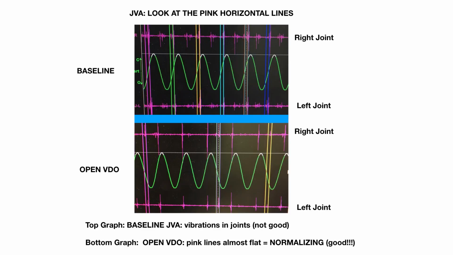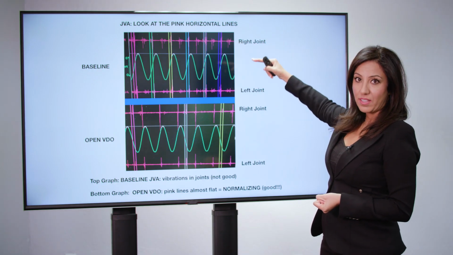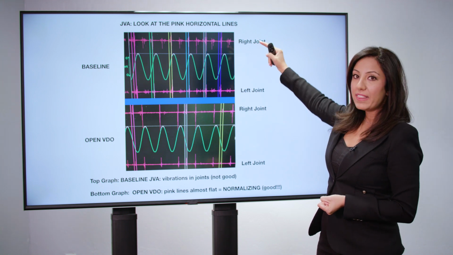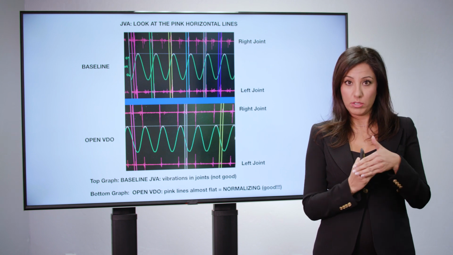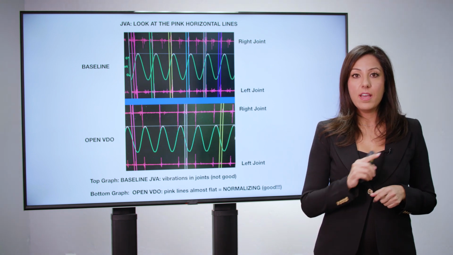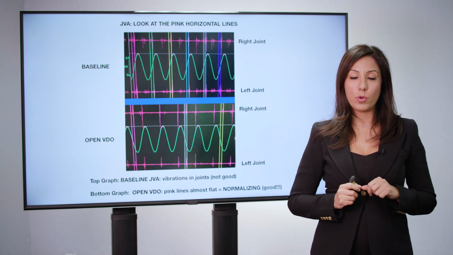The next step that I do in my practice is to test the joint at the new video. For this, I use a joint vibration analysis. In this patient's joint vibration analysis, if you look at the pink lines, there are 2 pink lines. One is the right joint and one is the left joint on the top graph, and the same on the bottom graph. At the beginning, when the patient is biting on her baseline and we do her JVA, she opens and closes, and you can see the pink line showing all kinds of vibrations in the right and left joints.